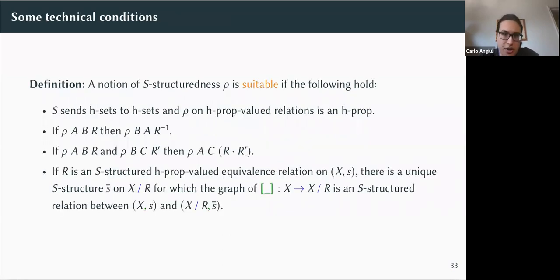Okay, so what were those technical conditions? All right, so a notion of being S-structured, rho, is suitable if the following things hold. First of all, the structure has to send H sets to H sets, and this notion of structuredness has to be an H prop if you hand it an H prop valued relation.